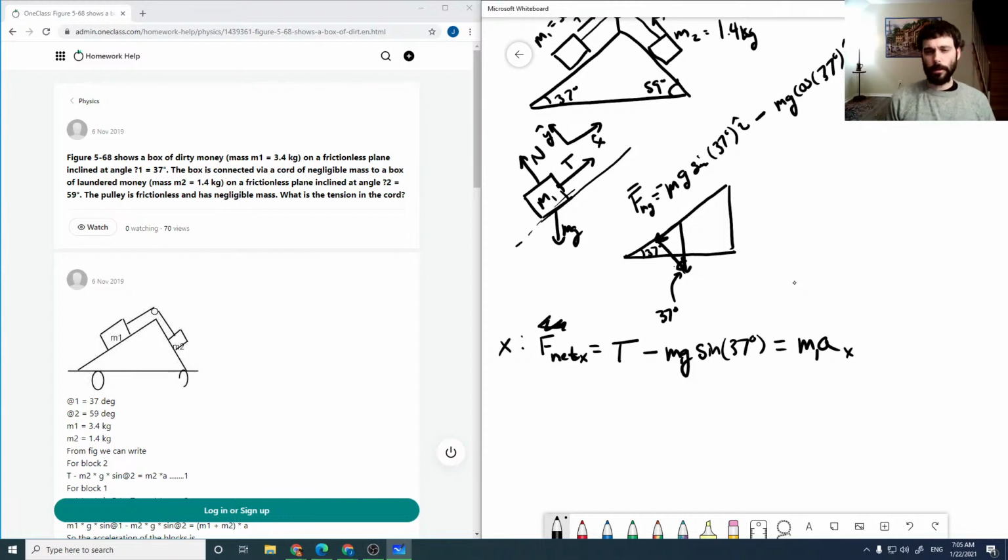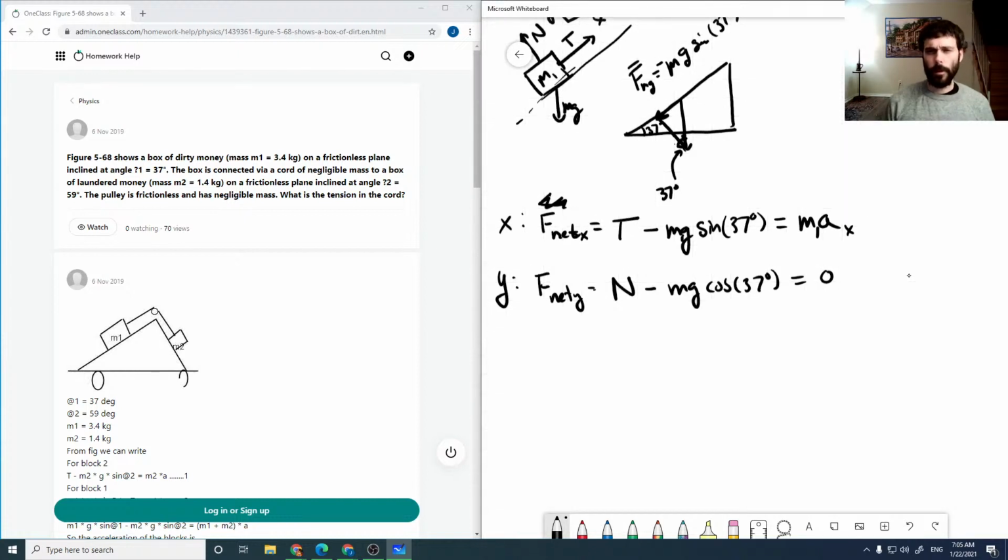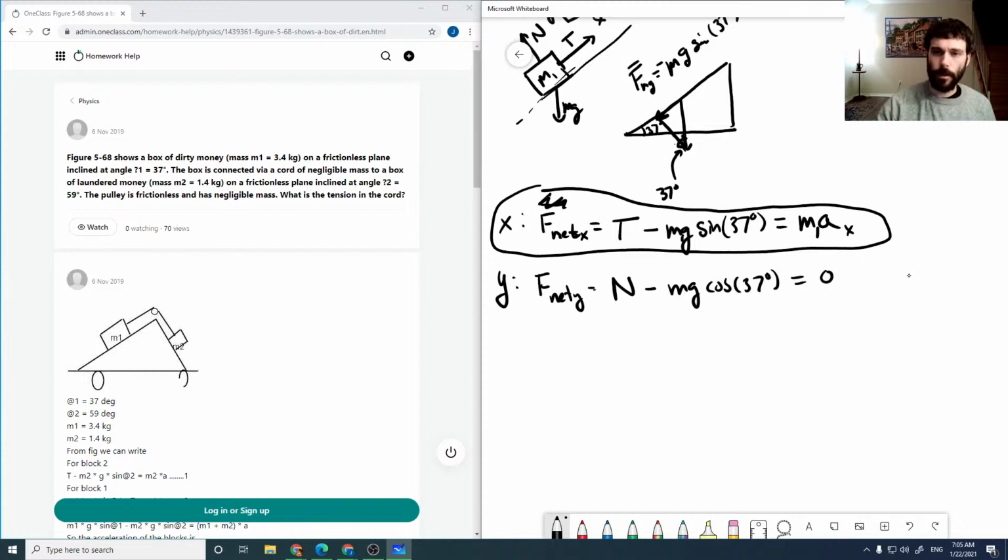If I look in the y direction, then I would find that our F net y is just the normal minus the mg cosine of 37. And since it's not moving in the y direction, that's going to equal 0. So we could solve for our surface normal this way, but we don't need it because it's frictionless. Okay, but we will need this equation, and we can see that we have one equation here, but two unknowns.